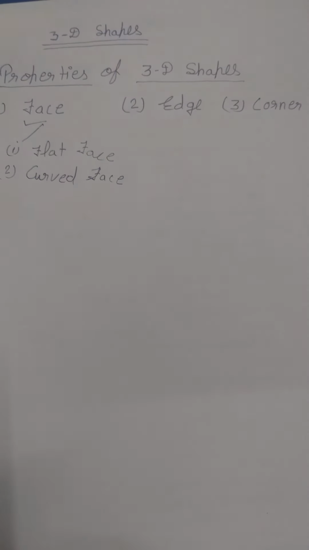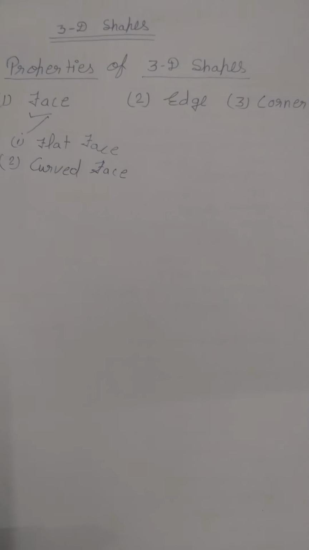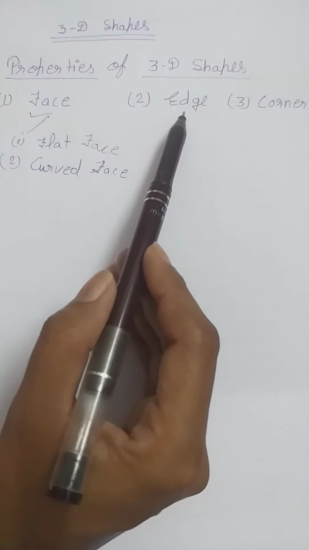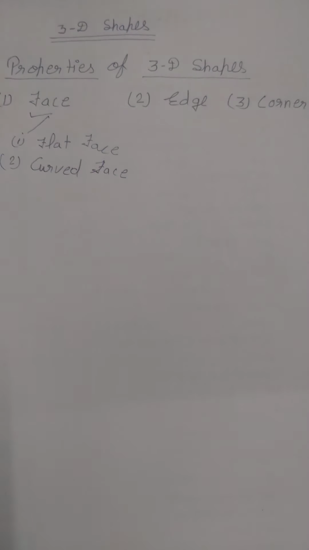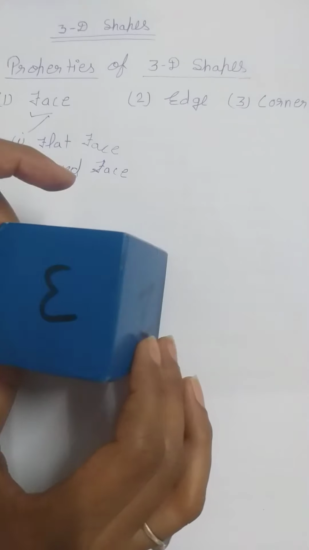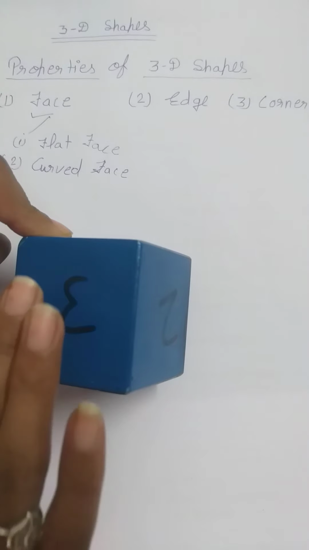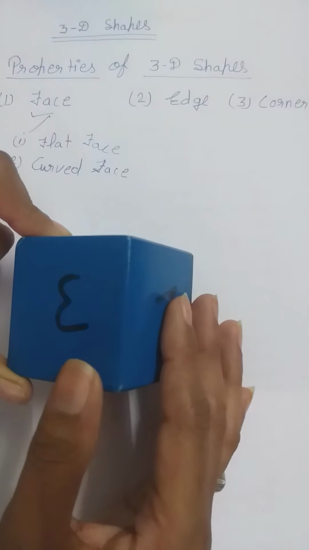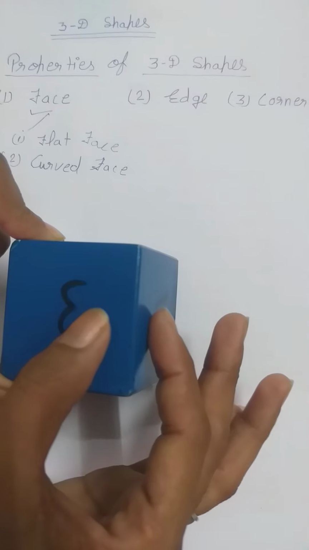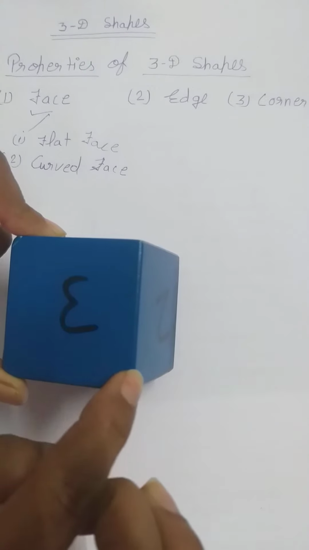Okay, now you understand the meaning of face. A shape, how many types can we put? That is called faces. Okay, next we have edge. What is the meaning of edge? Where 2 faces meet, that is called edge. Let's see. This one is a face and this one is also a face. Both are meeting at a point. So this one is our edge.